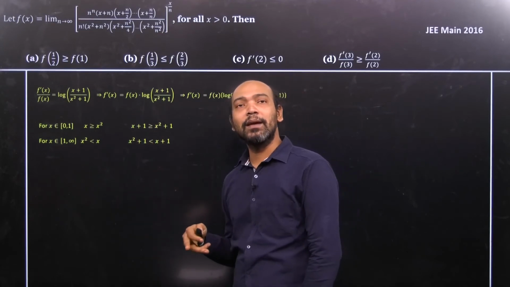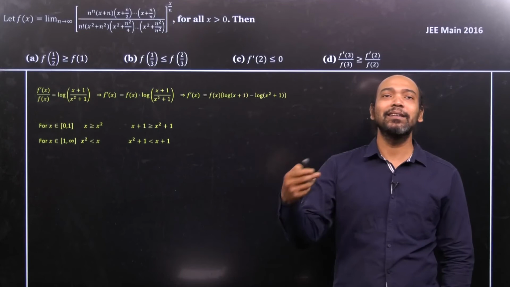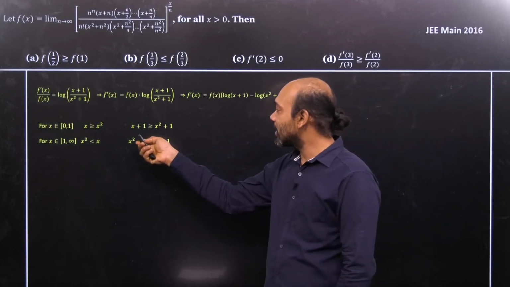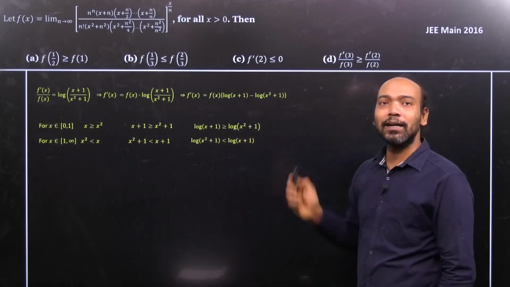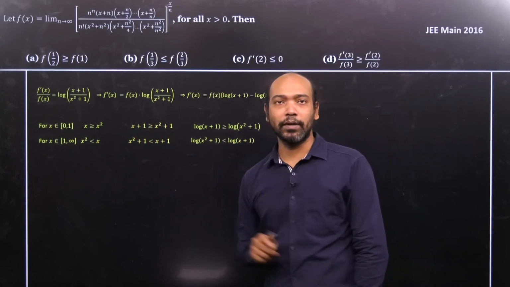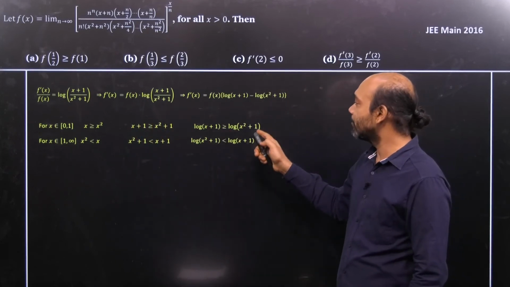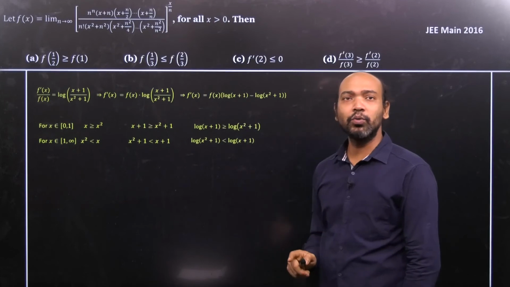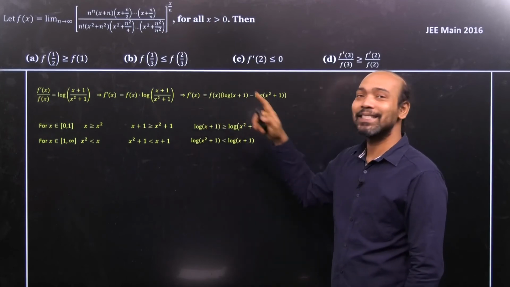Now log x is an increasing function. So therefore we can say that log of (x plus 1) is greater than or equal to this in this interval, and so on. Okay. So obviously we can understand that between the 0 to 1 interval, f'(x) is greater than 0.